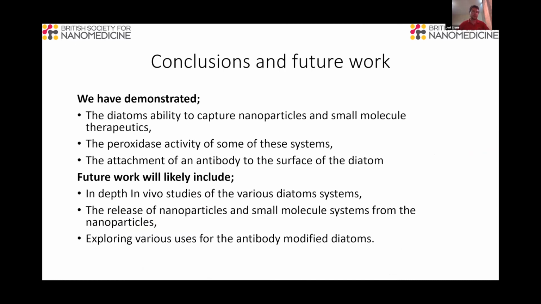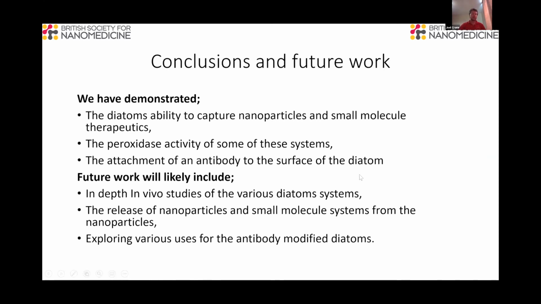So just to conclude then, we've demonstrated that the diatoms do have the ability to capture nanoparticles and small molecule therapeutics in very simple and very straightforward chemistry. The peroxidase activity of these systems has also been demonstrated and shows great therapeutic promise. The attachment of antibodies to the surface of the diatom has also been carried out as well, which also shows great promise for future applications.